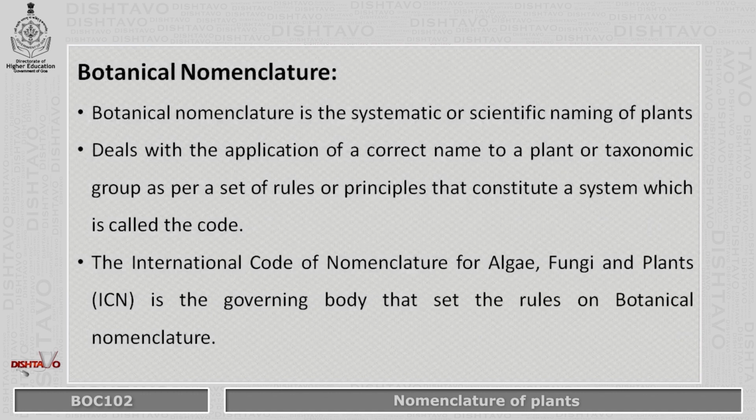Botanical nomenclature is the systematic or scientific naming of plants, and it deals with the application of a correct name to a plant or taxonomic group as per a set of rules or principles that constitute a system which is called the code. The International Code of Nomenclature for algae, fungi, and plants is the governing body that sets the rules on botanical nomenclature.